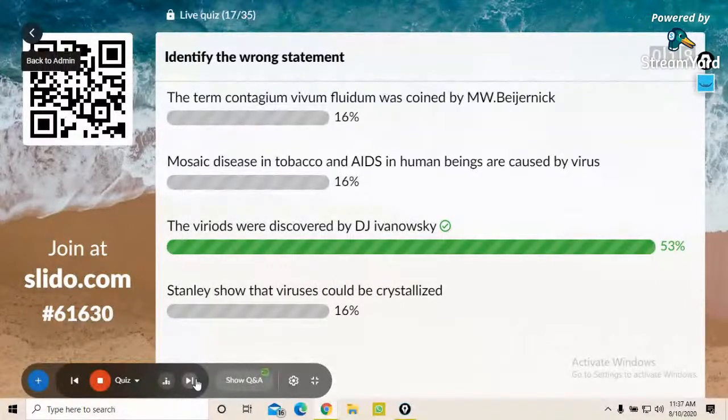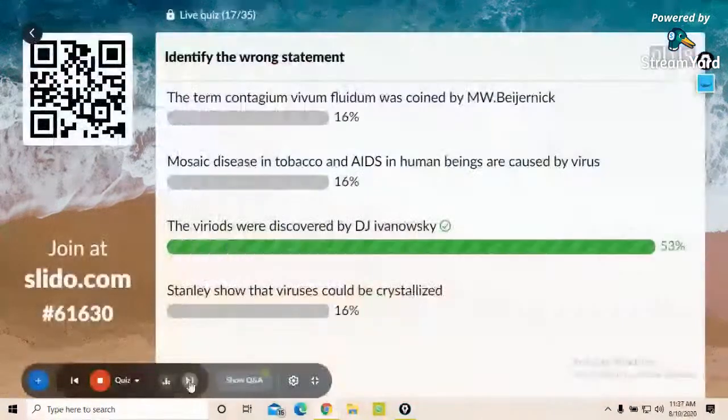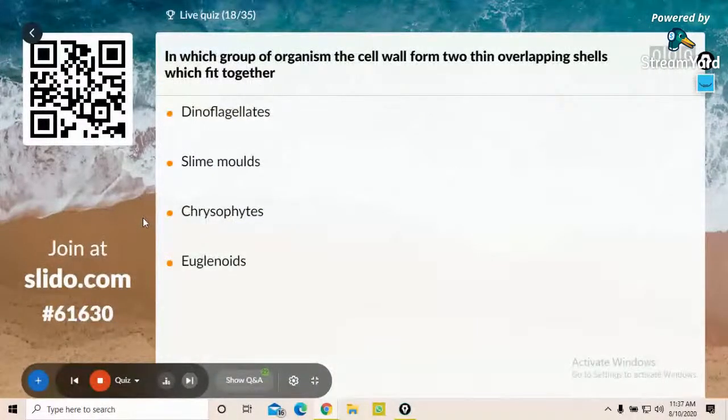18th question on the screen. Yes, we are going to restart Rank Booster 2.0. 18th question on the screen. Oh, the timer is not coming.